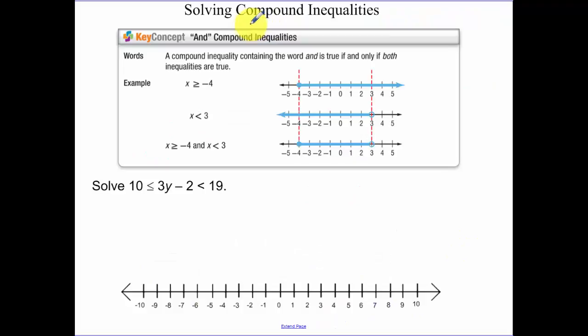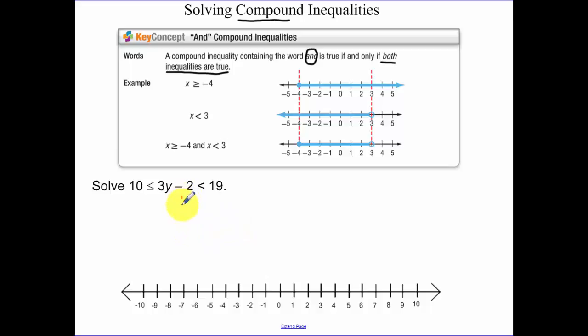Now we're going to talk about solving compound inequalities. Compound inequalities contain the word and. And means both the inequalities are true. So the numbers where x is greater than or equal to negative 4 and less than or equal to 3 are everything in between. And down below here, we have a compound inequality.